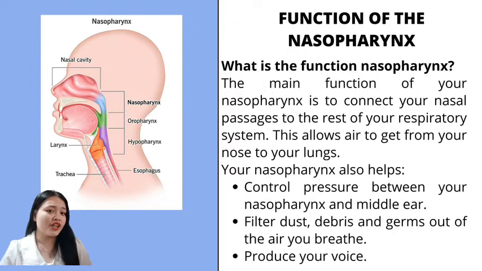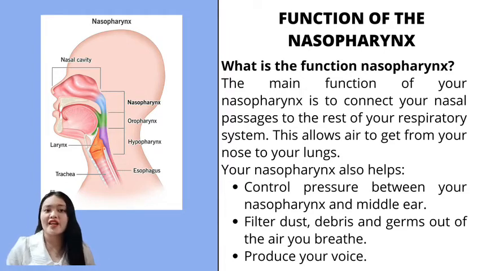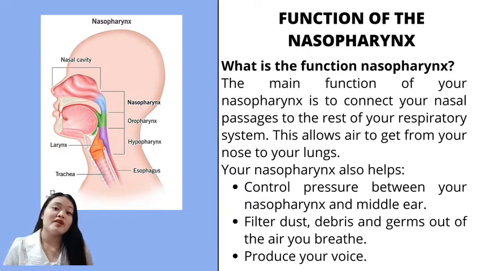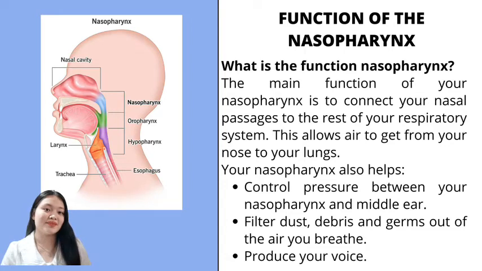So what is the function of the nasopharynx? The main function of your nasopharynx is to connect your nasal passages to the rest of your respiratory system. This allows air to get from your nose to your lungs. Your nasopharynx also helps control pressure between your nasopharynx and middle ear, and it filters dust, debris, and germs out of the air you breathe. It also produces your voice.